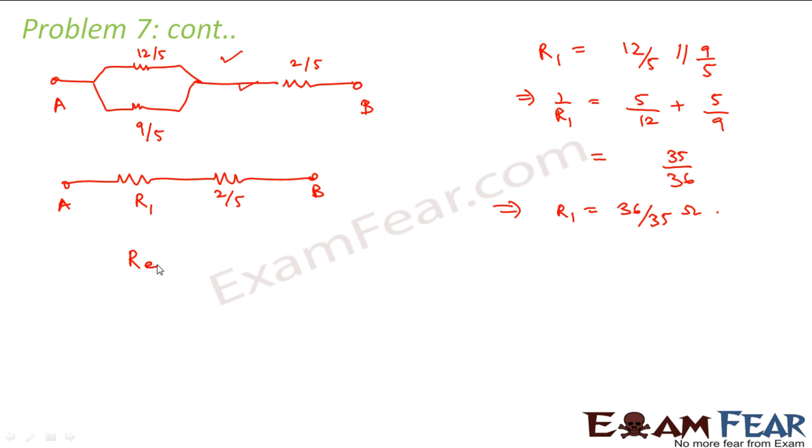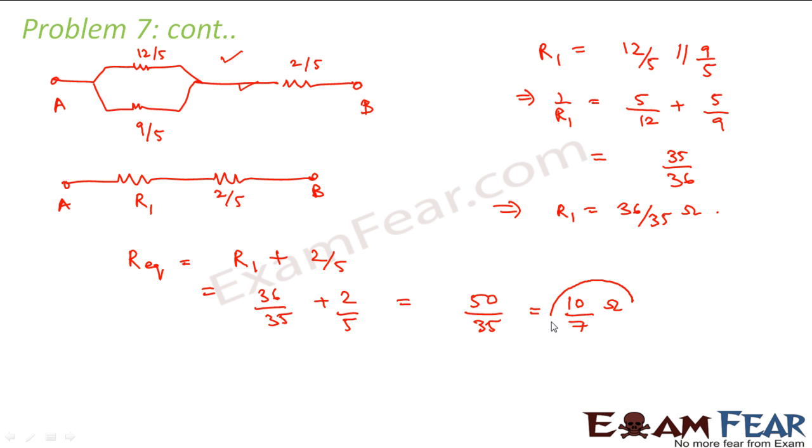So therefore, R equivalent becomes the series combination of R1 and 2 by 5. So R1 is 36 by 35 plus 2 by 5. This comes out to be 50 by 35, which is equal to 10 by 7 ohms. So this 10 by 7 ohms is the equivalent resistance of this circuit.